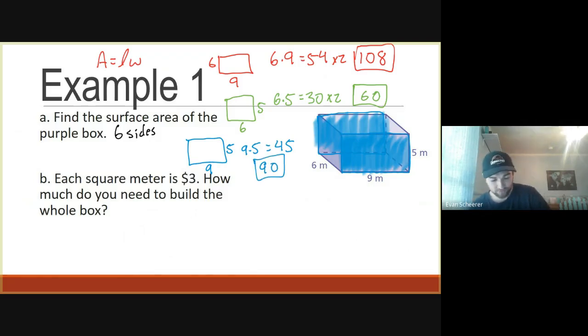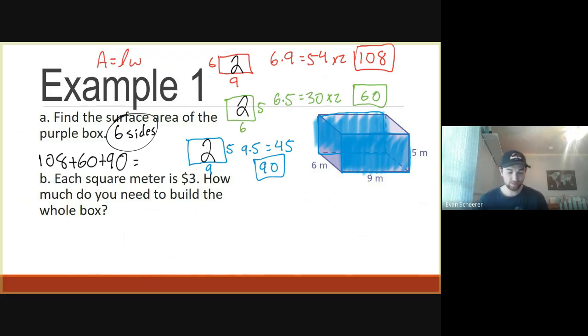So now, in order to find surface area, I need to add all of them together. Add all 6 sides. We have 2 sides here, 2 sides here, 2 sides here. So that's a total of 6 sides. So I'm going to do 108 plus 60 plus 90, and that's going to equal, let's see, 258 meters squared. Notice here, guys, it's meters squared because of surface area. Since it's surface area, area is always squared.